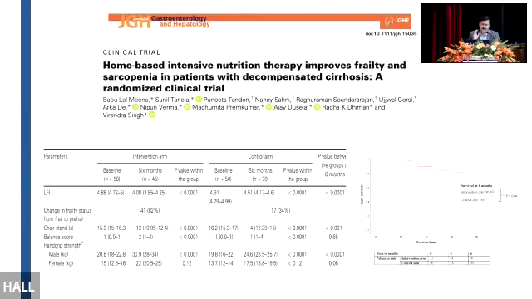This was done in decompensated cirrhotic patients, and 50 patients in each group. And we gave them home-based intensive nutrition therapy, 3 meals plus 3 snacks. This was a dietitian-based program, and the diet was based on whatever they had at home. Look at the results: significant improvement in frailty at 6 months. And patients who were compliant to the treatment had a better survival as compared to the patients who were unable to reach that calorie and the protein intake. So obviously nutrition is very important, and it's easy to do also.